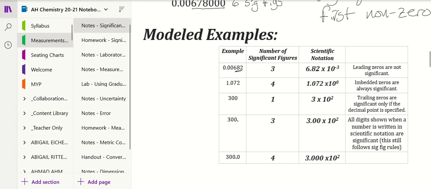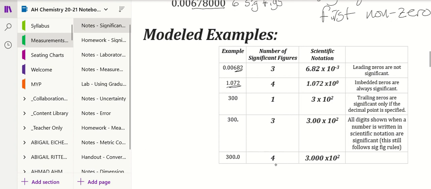And we could write it in scientific notation. So in this case, if we're making a smaller number look bigger, are we going to be multiplying by 10 or dividing by 10? Dividing by 10. So we'd write 6.82, and then we'd need to divide that number by 10 3 times. And we can write dividing by 10 as multiplying by 10 to the negative power. So it would be 6.82 times 10 to the negative third power. Okay? The next one has 4 significant figures.